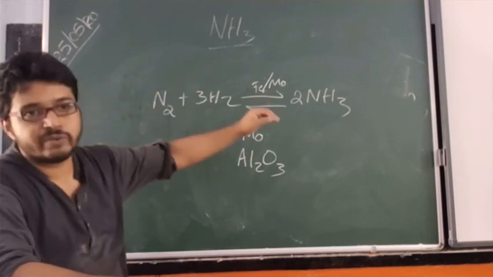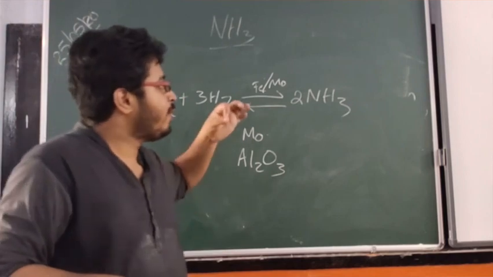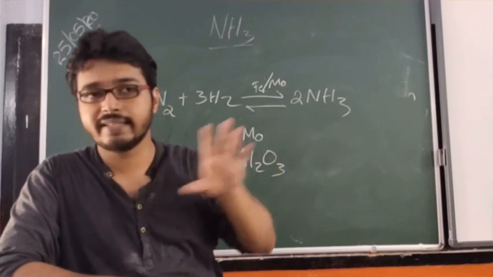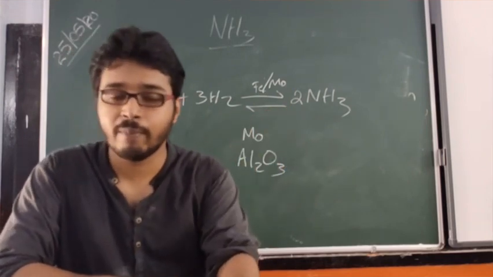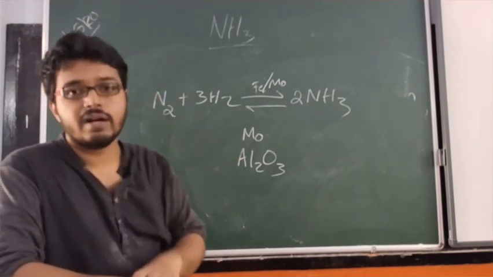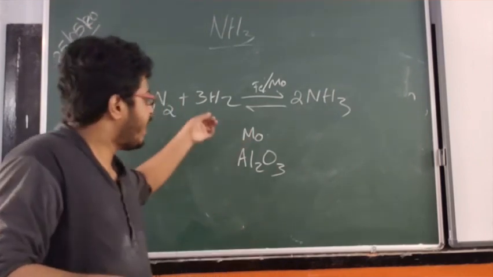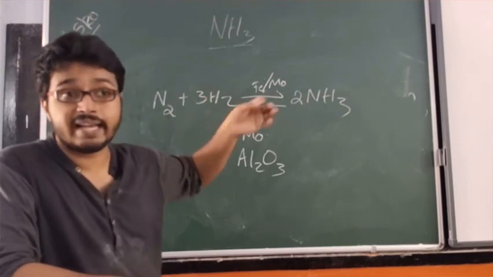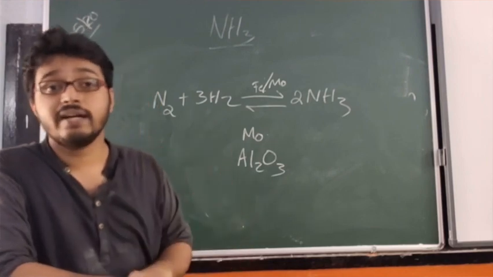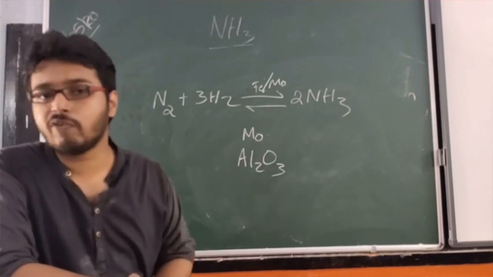If you are just using the catalyst, finely powdered iron, the amount of ammonia will be a certain amount. Just imagine you have got a certain amount of ammonia using just spongy iron. If you are using molybdenum or aluminum oxide as a promoter, the yield of ammonia will again increase. So if you are adding either of these two promoters along with the catalyst, it can increase the yield of ammonia.